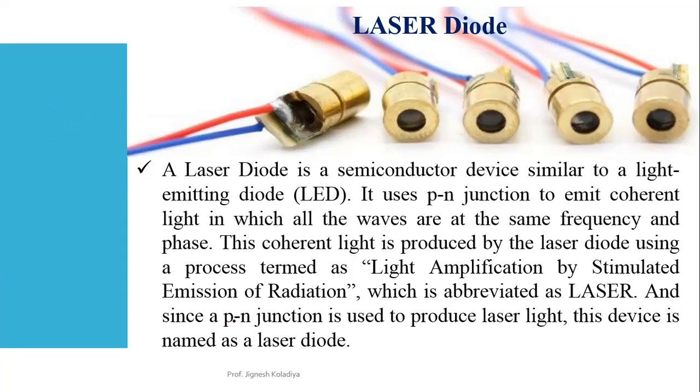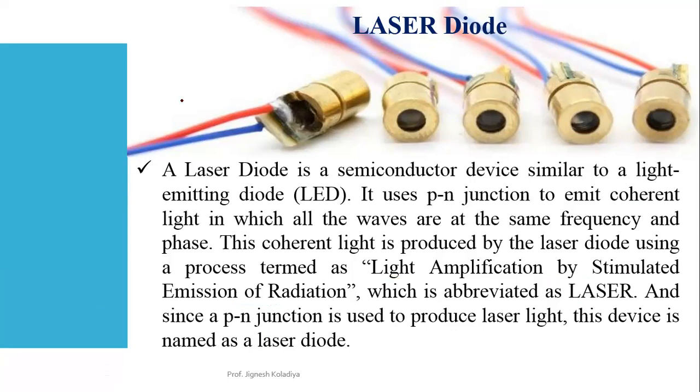This coherent light is produced by the laser diode using a process known as light amplification by stimulated emission of radiation, which is the full form of laser. Light amplification by stimulated emission of radiation, abbreviated as laser. And since a PN junction is used to produce laser light, this device is known as a laser diode.